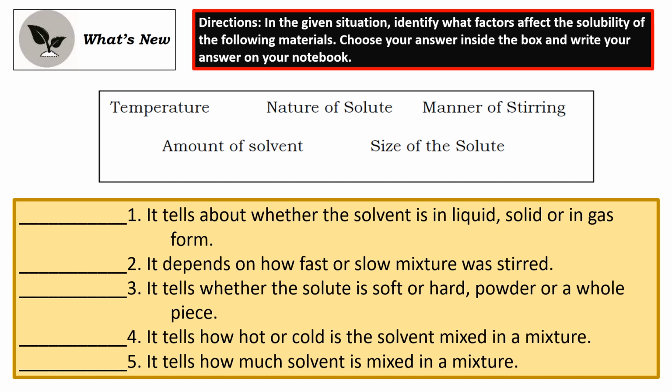Ang mga choices are temperature, the nature of solute, the manner of stirring, the amount of solvent, and the size of the solute. Number 1, it tells about whether the solvent is in liquid, solid, or in a gas form. Number 2, it depends on how fast or slow the mixture was stirred. Number 3, it tells whether the solute is soft or hard, powder, or a whole piece. Number 4, it tells how hot or cold is the solvent mixed in a mixture. And number 5, it tells how much solvent is mixed in a mixture. Now, you have to choose your answer in the box.